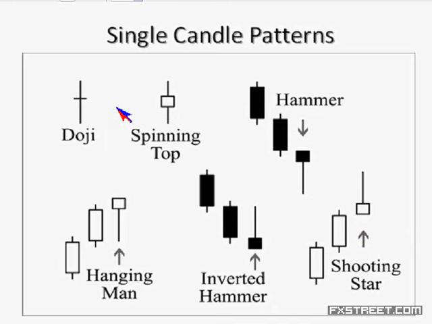Now, we also have doji over here on the left. A doji is simply a candlestick that opened and closed at or near the same price level. And what does that talk about? Potential indecision in the market.